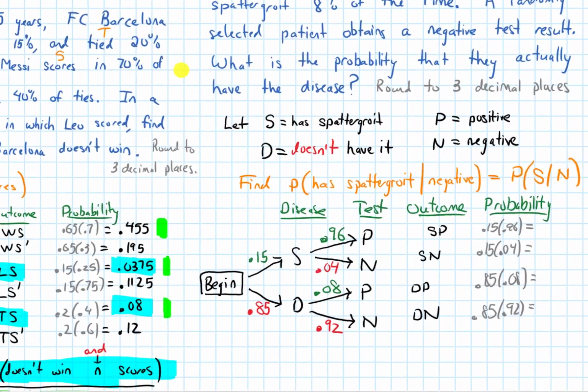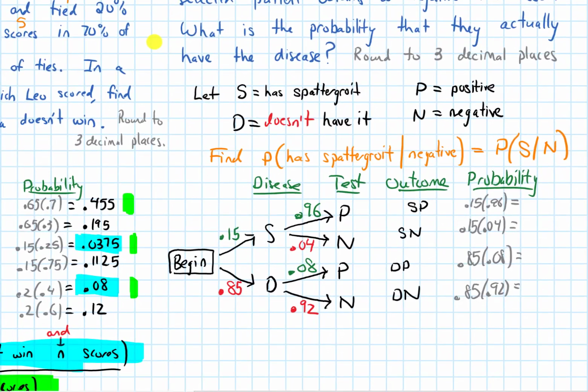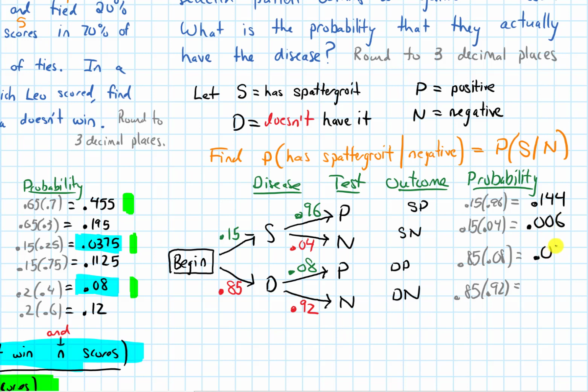Now let's zoom it back in a little bit now that I got those numbers. All right, so this first one is going to be 0.144. Then we have 0.006. Then it's 0.068. The last one is by far the biggest, 0.782. So now we are ready to write down the probability of S given that N occurs.